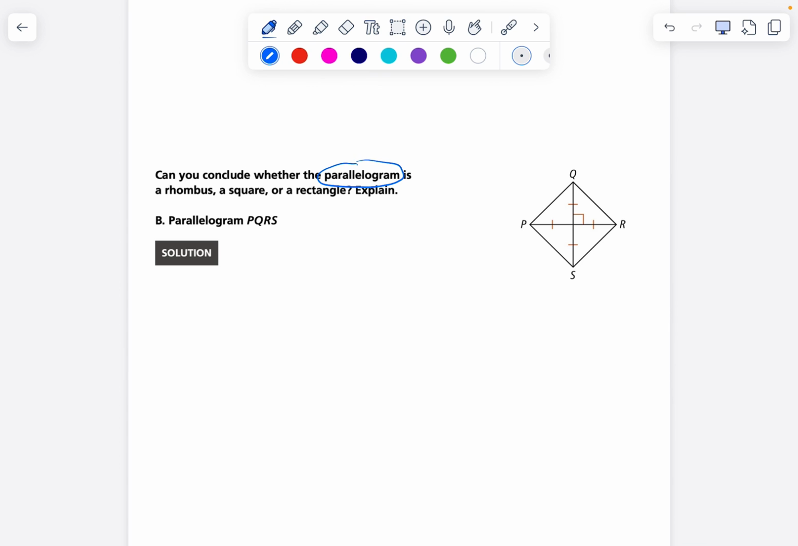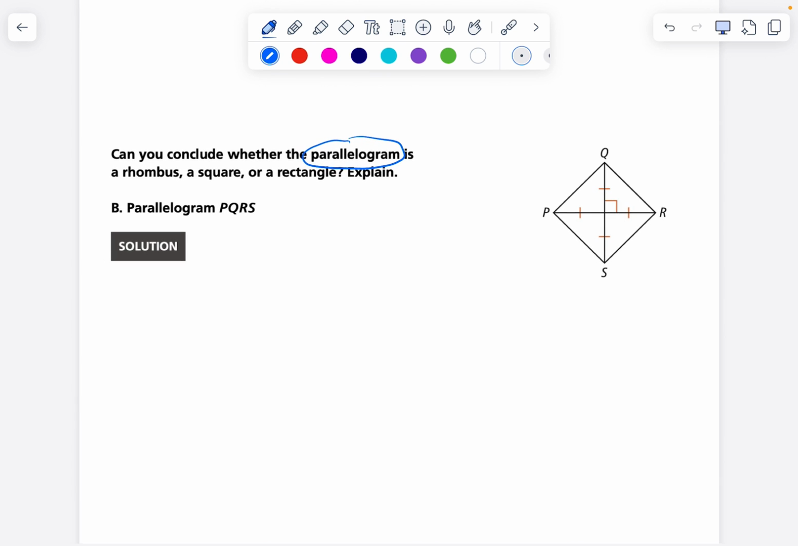Okay, again, it's a parallelogram. Is it a rectangle, rhombus, or square? See if you can put together an argument as to why you think it is what it is. Kind of like what we just did. Everybody ready to vote? Okay, what is it?